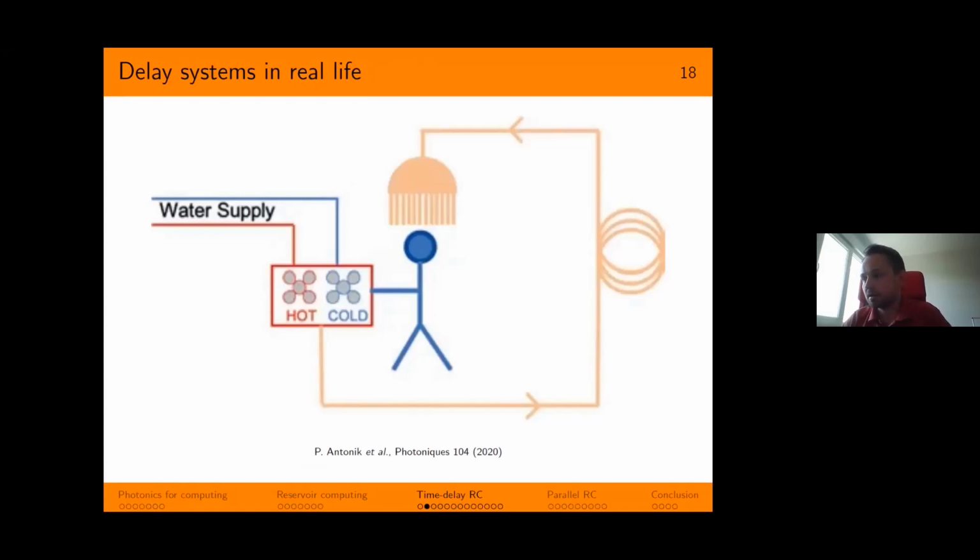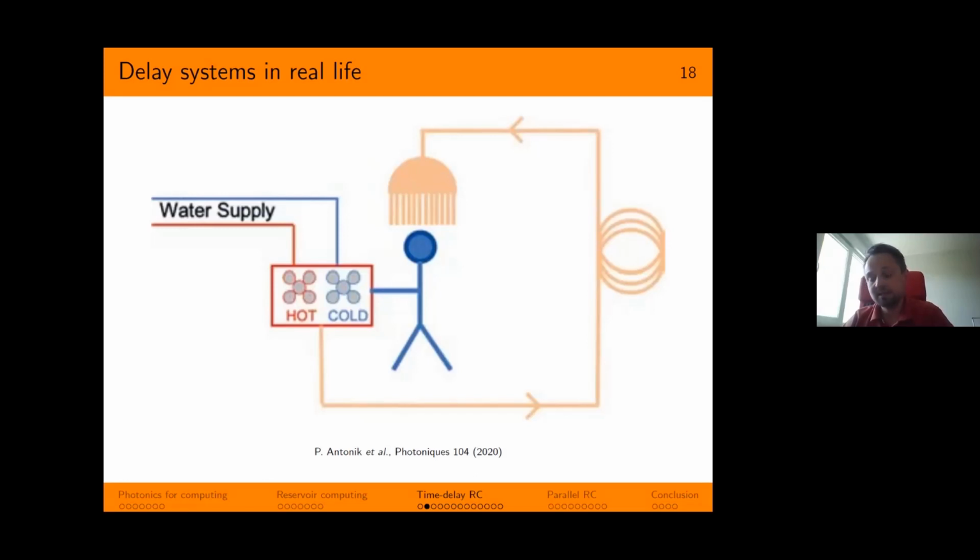So these systems are rather easy to implement and study experimentally because all they require is one nonlinear node and a delay line through which acts the feedback. In the example of the shower, the nonlinear node is the person that turns the faucets, and the delay is the pipes of the shower. So delay dynamical systems are therefore very good candidates for reservoir computing because they are simple to implement.